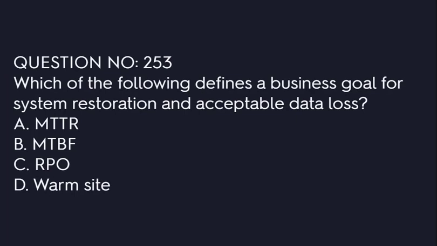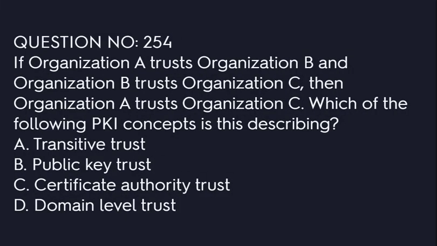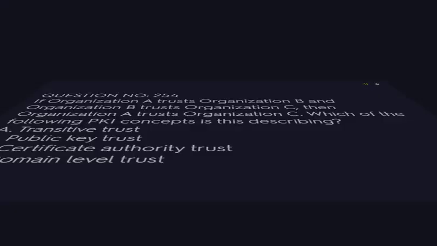Question 253. Which of the following defines a business goal for system restoration and acceptable data loss? A. MTTR, B. MTBF, C. RPO, D. Warm site. C. Question 254. If organization A trusts organization B and organization B trusts organization C, then organization A trusts organization C. Which of the following PKI concepts is this describing? A. Transitive trust, B. Public key trust, C. Certificate authority trust, D. Domain level trust. A.